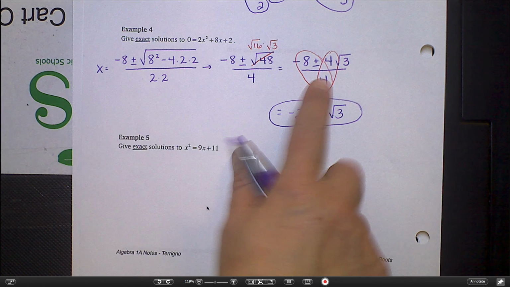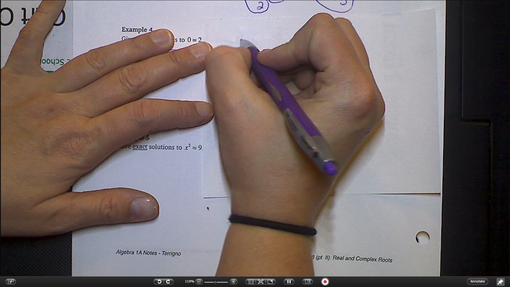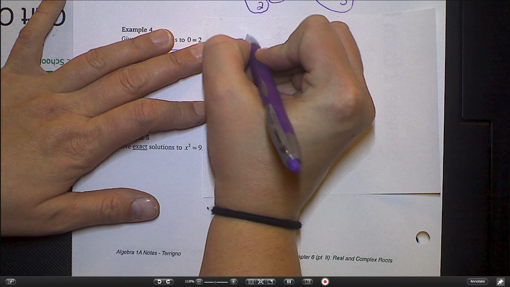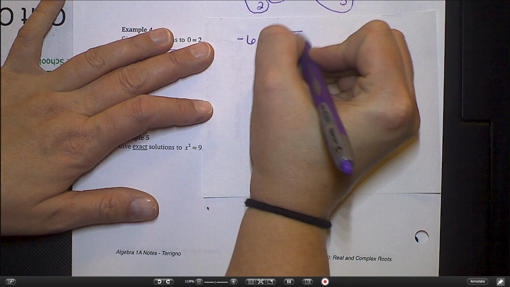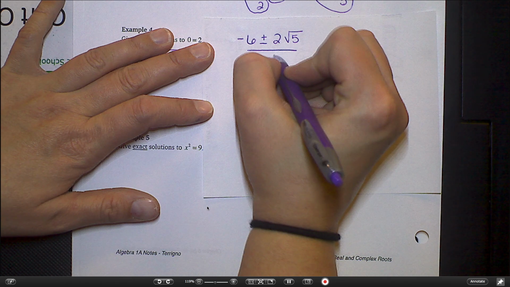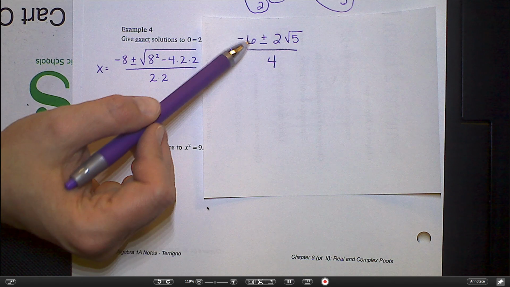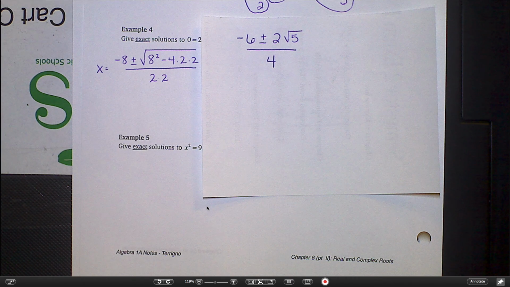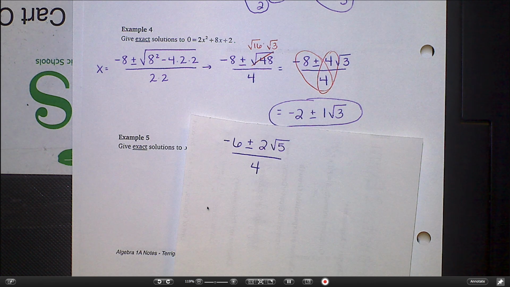Now, when it comes to this reducing step, I want to show you one other thing that happens sometimes. Sometimes you might get something like this. -6 plus or minus 2 square root of 5 all over 4. Let's say you end up with something that looks like that. Technically, I can't really divide these by 4. I mean, I could, and they would be decimals. And that's not terrible because they're not long decimals, all right? But I can't divide them nicely like I could here. See how here these both divided by 4 really nicely?